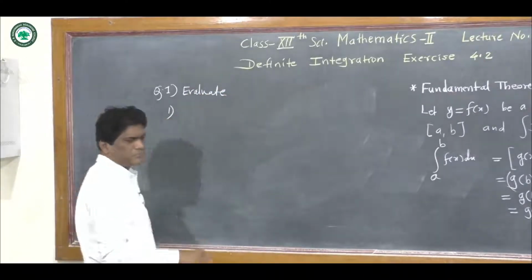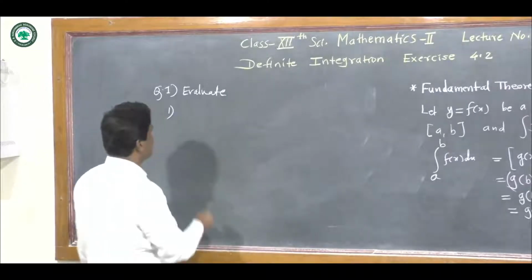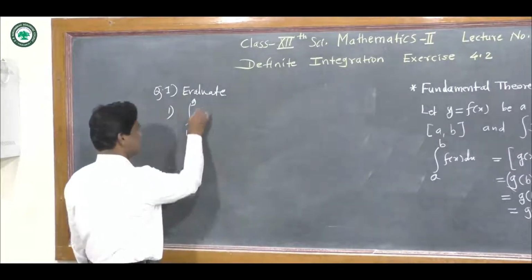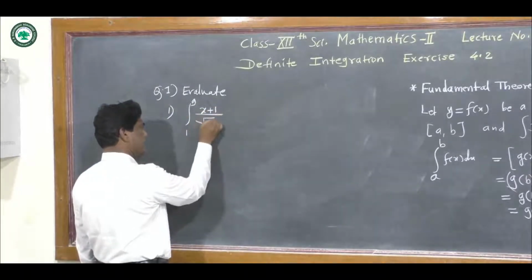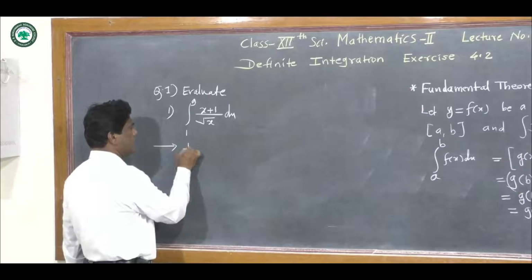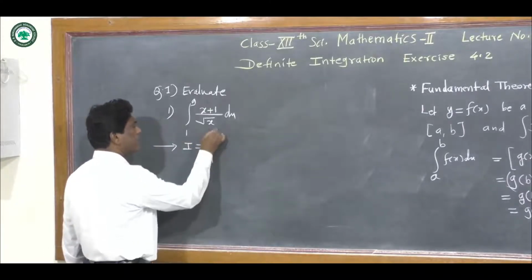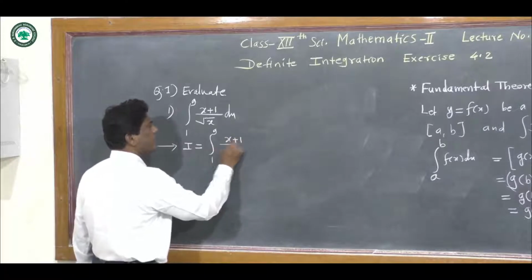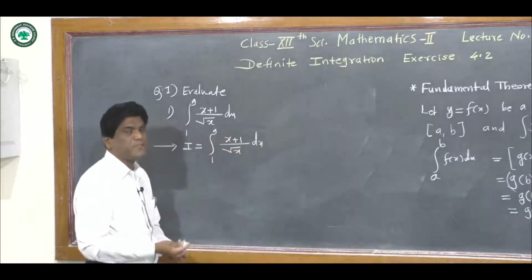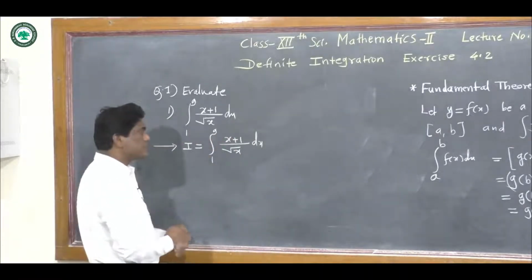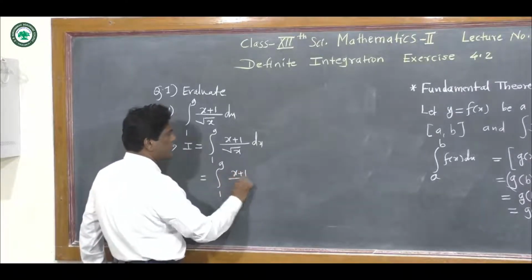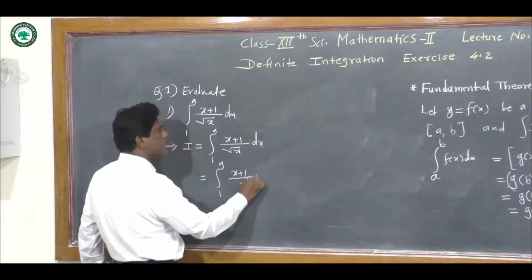First problem, integration from 1 to 9 of x plus 1 upon under root of x dx. Now call this integration as I is equal to integration from 1 to 9 of x plus 1 divided by root x dx. Now we have to take the integration of this rational function using previous methods. So this is equal to integration from 1 to 9. We write this as x plus 1 upon x to the power 1/2 dx.